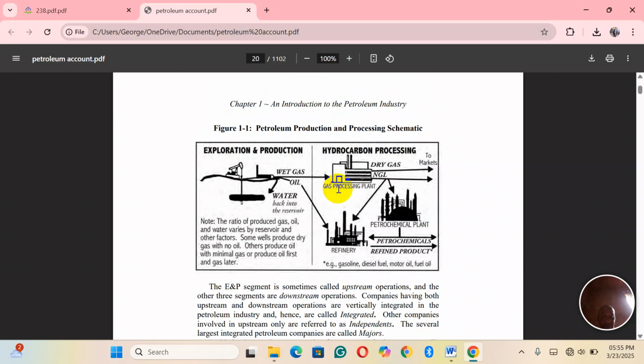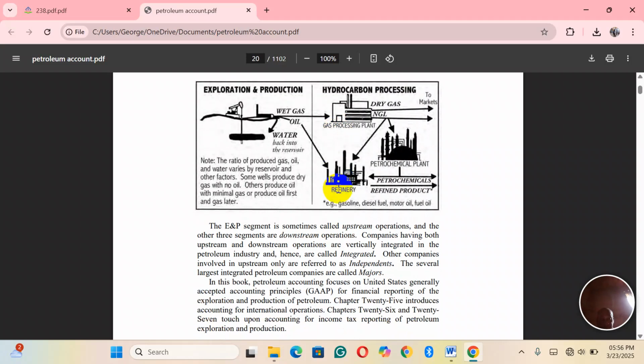Some wells produce dry gas with no oil. Others produce oil with mineral gas, or produce oil, water, and gas. Then we're looking at the hydrocarbon products. You see that from the exploration we transfer to the hydrocarbons, which are processed. We're looking at the dry gas passing through the NGL and the gas processing plant. You see the refineries working, and the petrochemical plant also working, and they are all working.